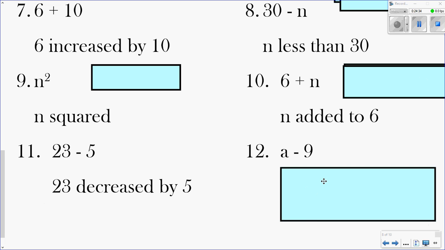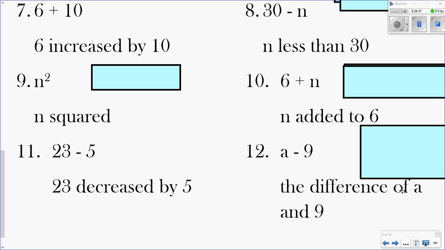And the same thing with a. We have the difference of a and 9. You could also use that. Just like you say the sum of 5 and n, you could say for a minus 9, the difference of a and 9, or you can say 9 less than a, or a minus 9. Whatever, in order, you can translate it different ways. Just like with languages, you could translate an English statement into many ways in your own language.